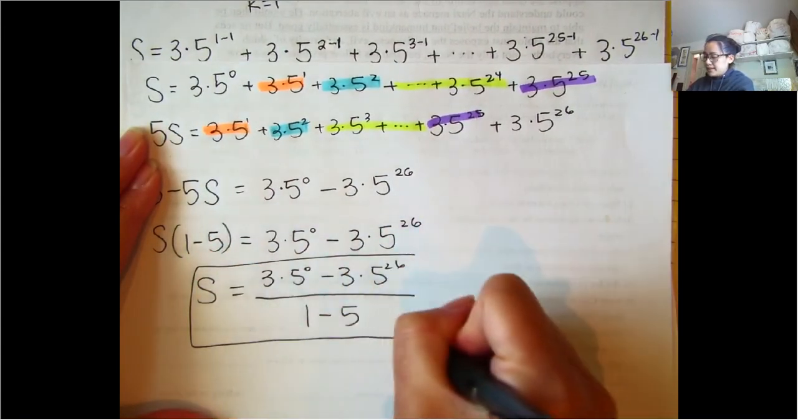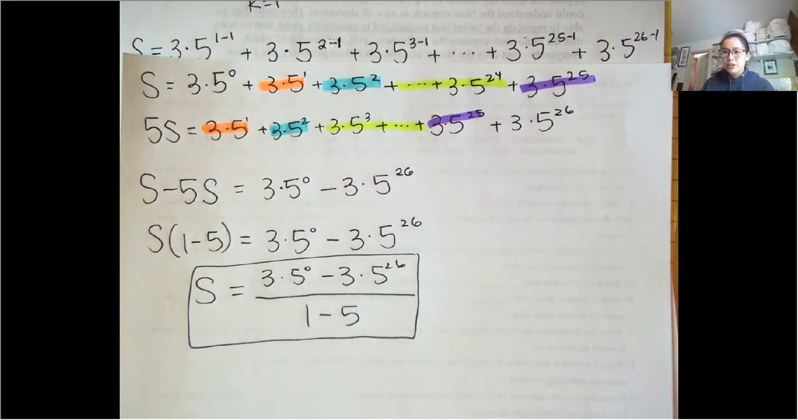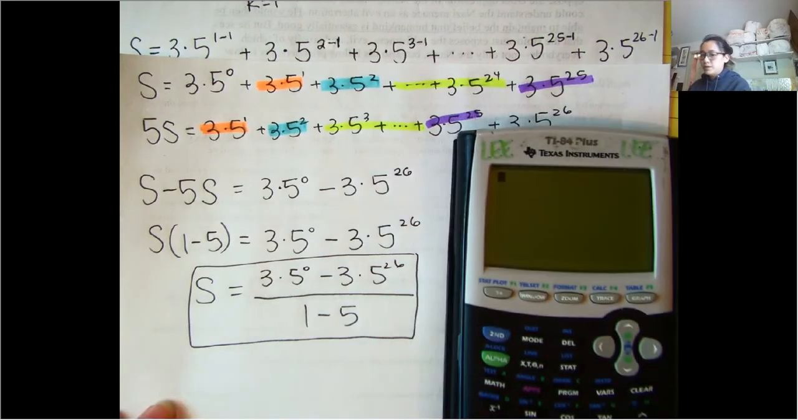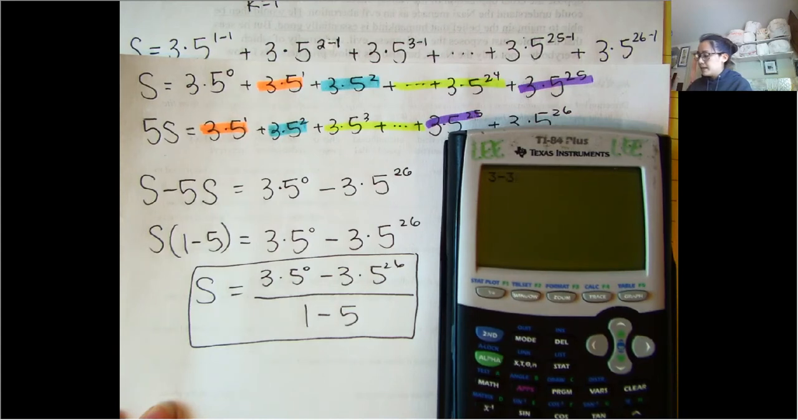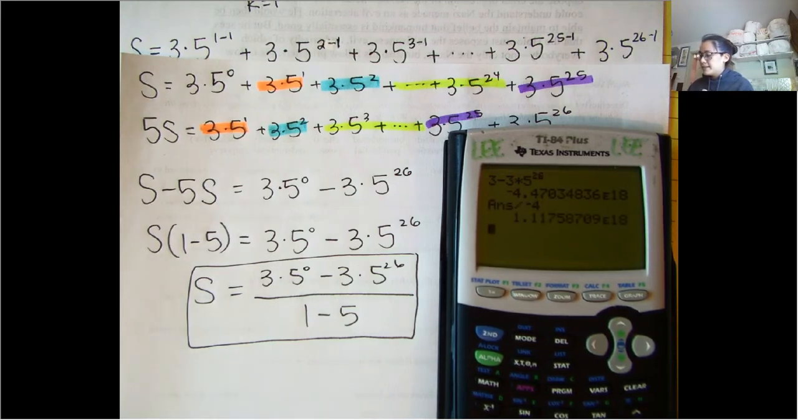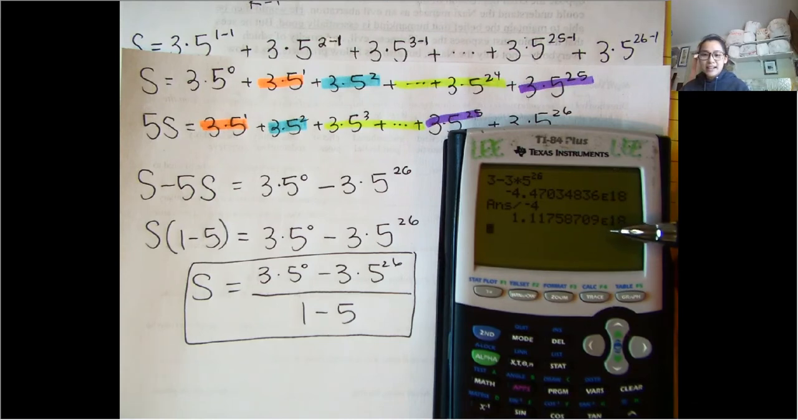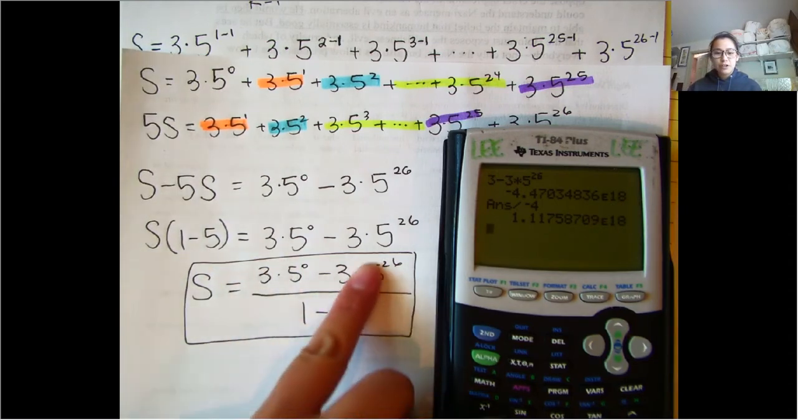You can leave it like this. Some of these expressions are going to be a little bit too big to put into your calculator, but you can also put it into your calculator and see what it gives you. So 3 times 5 to the 0 is 1, minus 3 times 5 to the 26th power, and then divided by -4. What you'll see is that there's a little e sign there, and what that means is times 10 to the power of 18. So this number is a little bit too large, and when you're writing your answers for these, you can leave your expression like this.